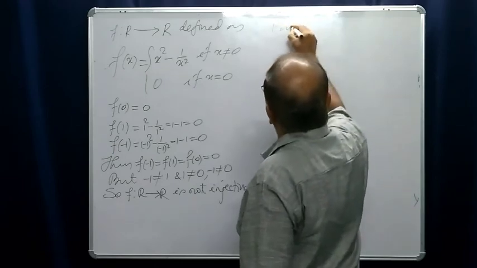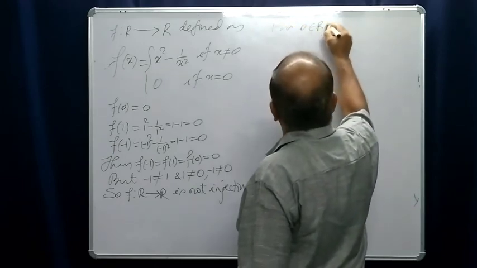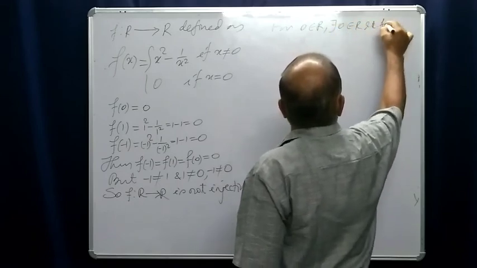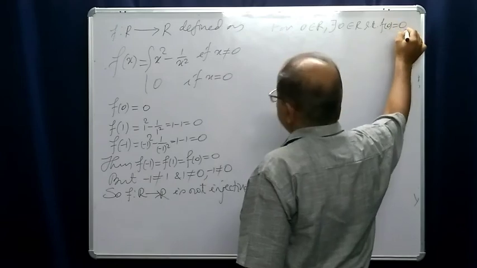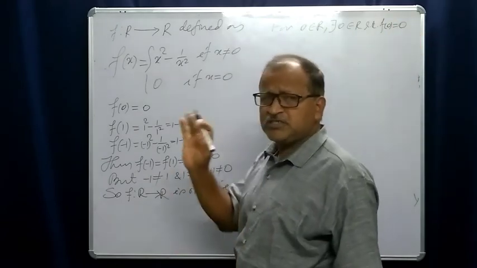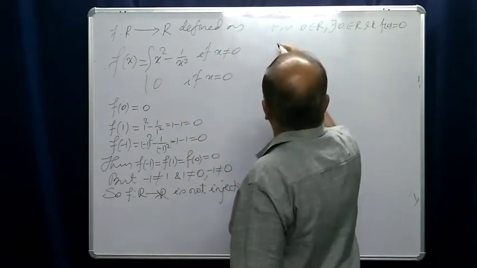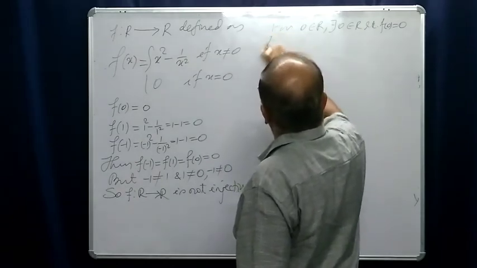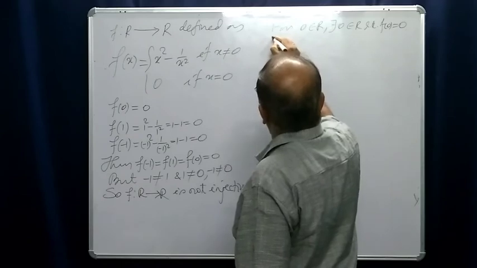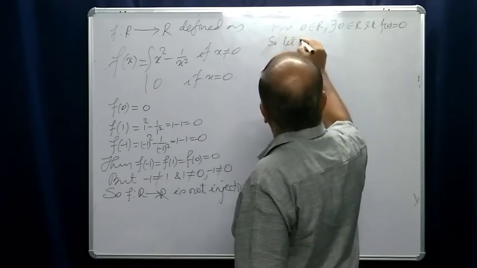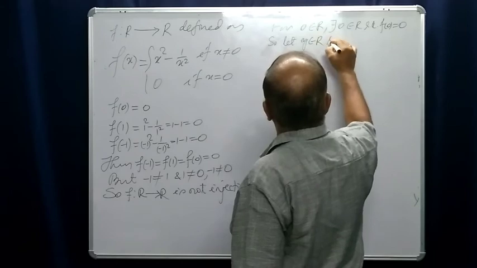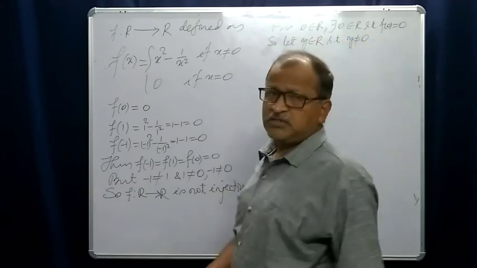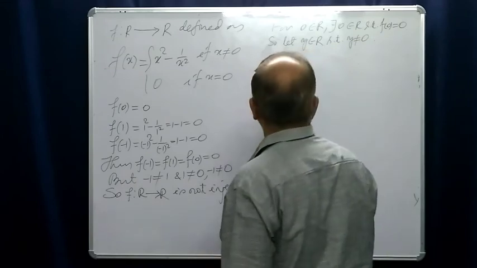For 0 belongs to R, there exists 0 belongs to R such that f of 0 is equal to 0. So 0 has a pre-image. No problem. Now let y belong to R such that y is not equal to 0. Suppose y is not equal to 0.